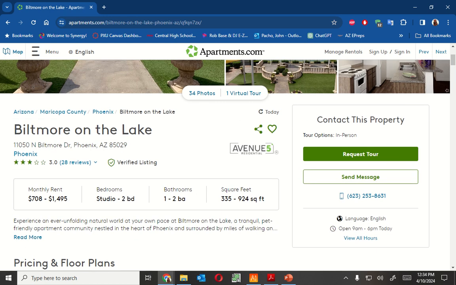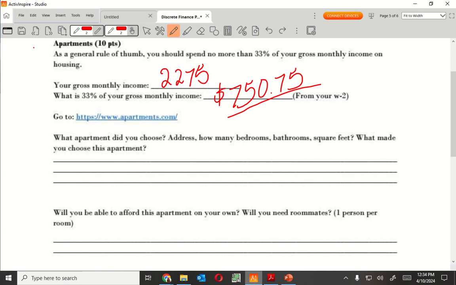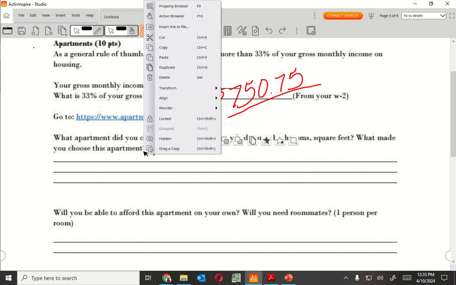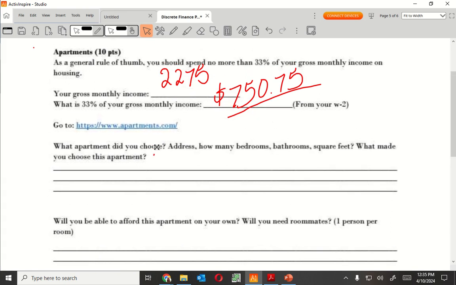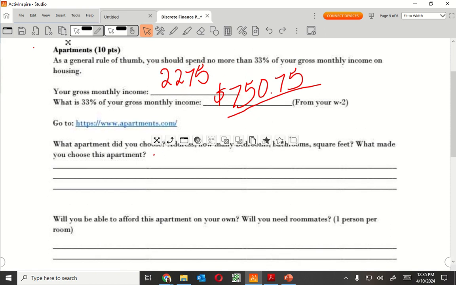So I am going to choose this place right here. Okay, there we go. Dang it, come on now. Didn't want to help me. All right, there we go. I know there's like a text option.